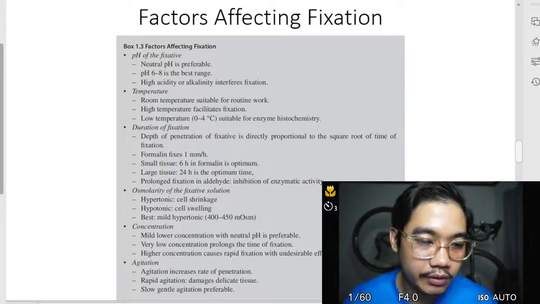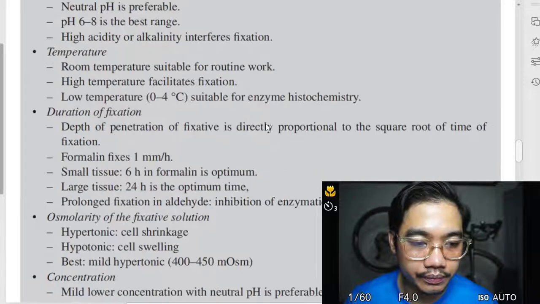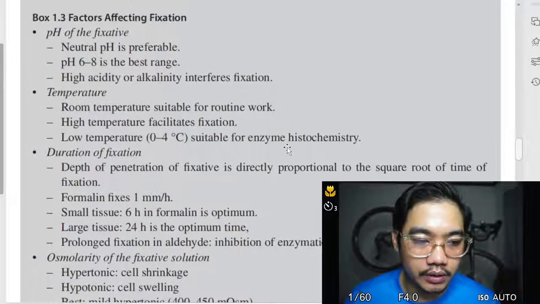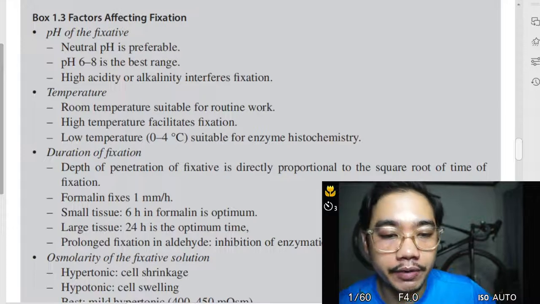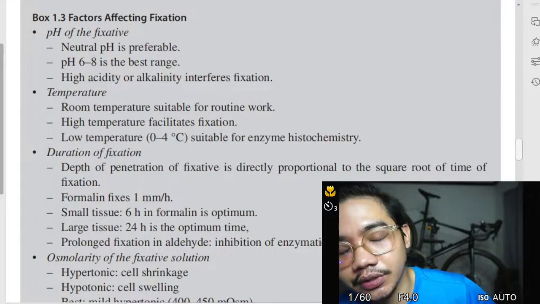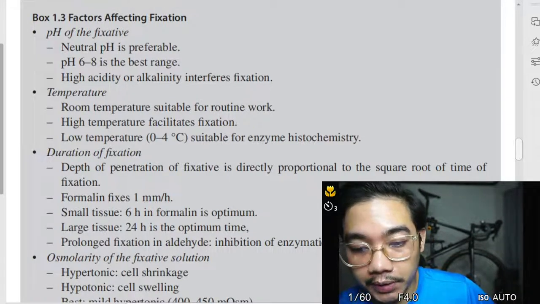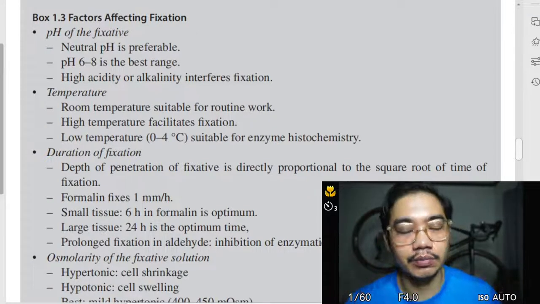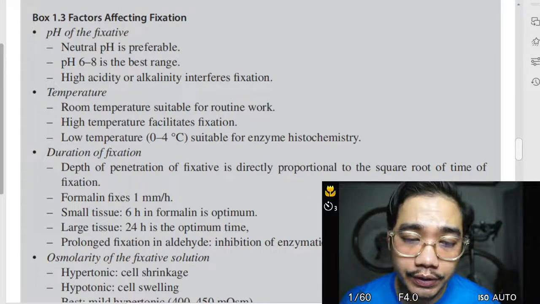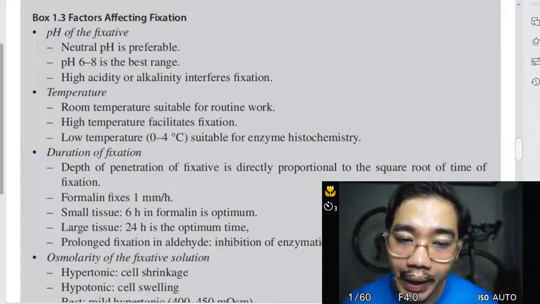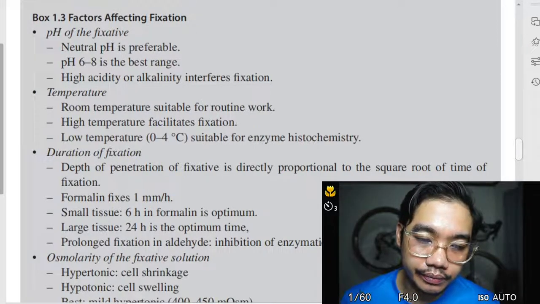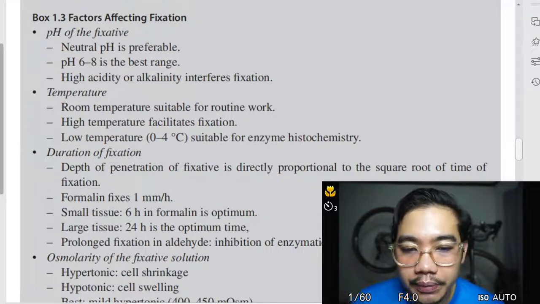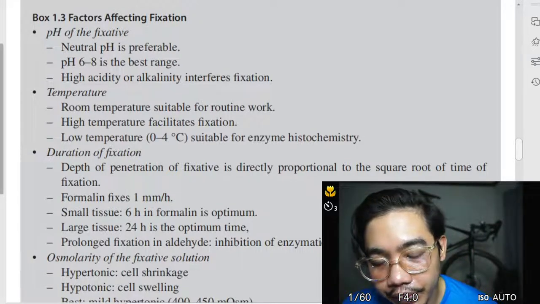So, factors affecting fixation. A neutral pH is preferable. pH 6 to 8 is the best range because it is somewhat near the physiologic pH. High acidity or alkalinity interferes with fixation. Room temperature is suitable for routine work.